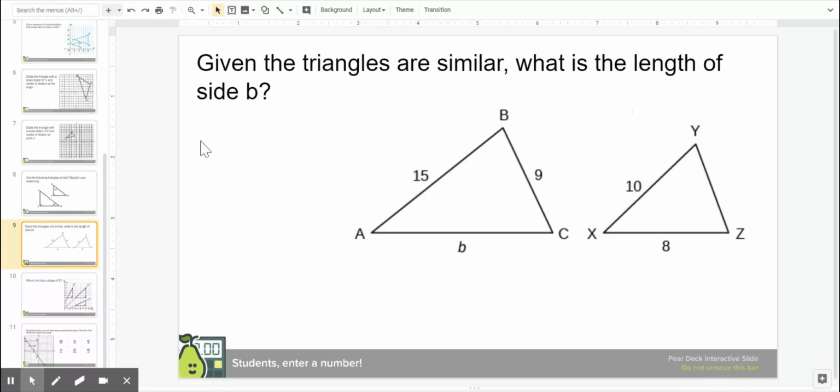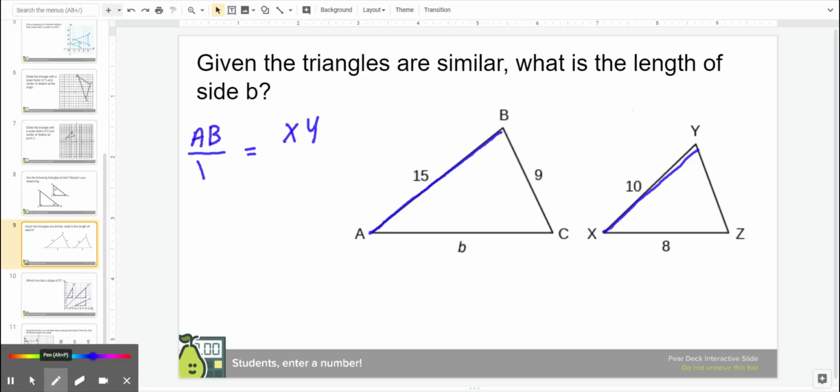All right, let's go to slide 9. They want us to find the length of side B. So for similar shapes, we know that the corresponding sides are proportional. So for this one, we have to set up a proportion. So using corresponding sides, we know that side AB is corresponding to side XY. So it doesn't matter which one is your numerator or denominator. So we have AB is corresponding to side XY.